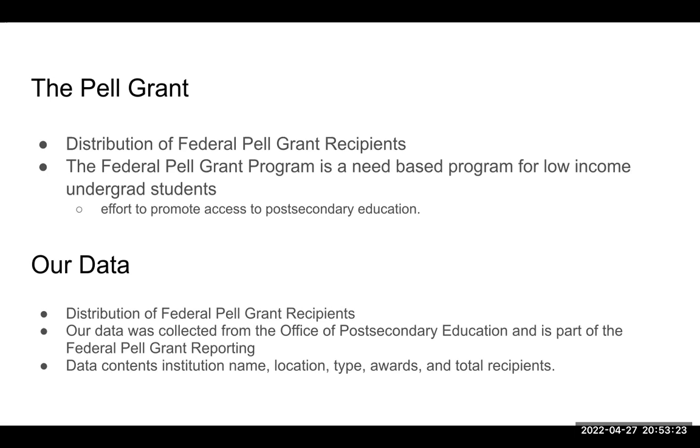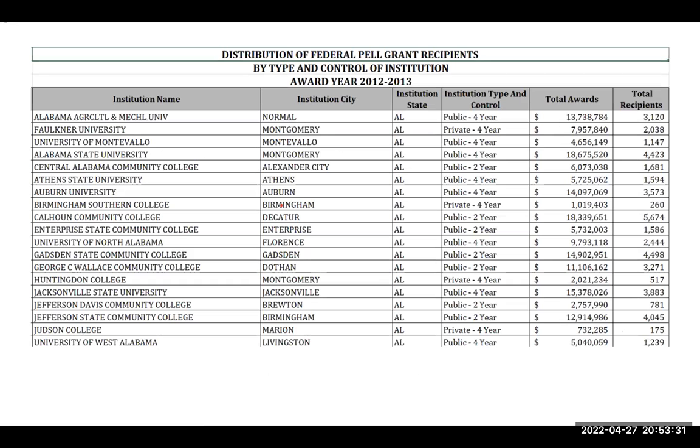So our data, we got it from the Office of Post-Secondary Education. So it's part of the federal Pell Grant reporting. And what's in this data set, we have the institution name, the institution location, the type of school. So there's a couple types of schools that we have on here that we'll talk about, and total award for school. So how much Pell Grant money the school received from the government and how many recipients they distributed that money to.